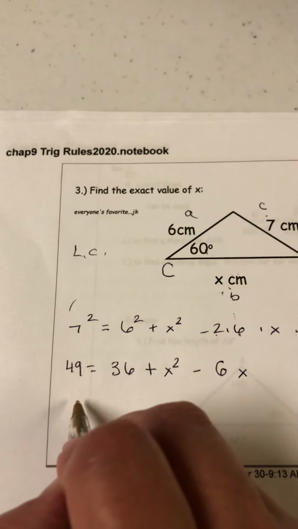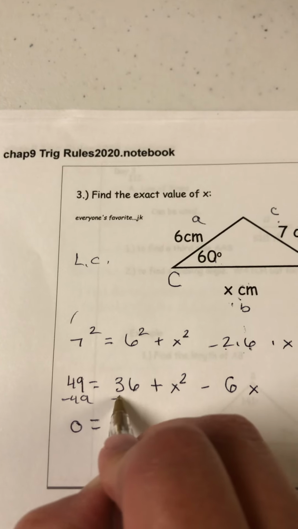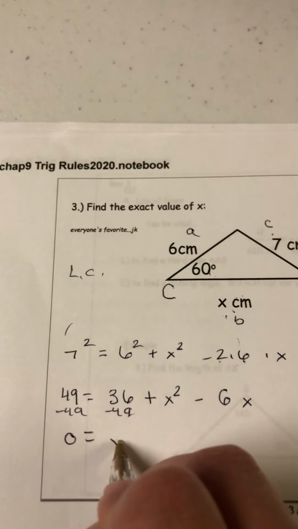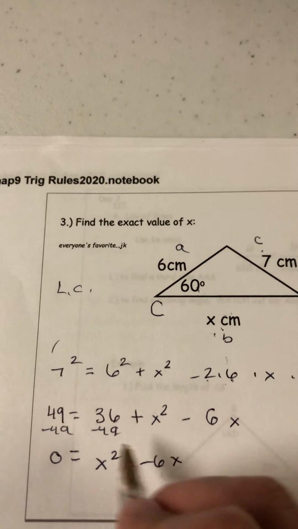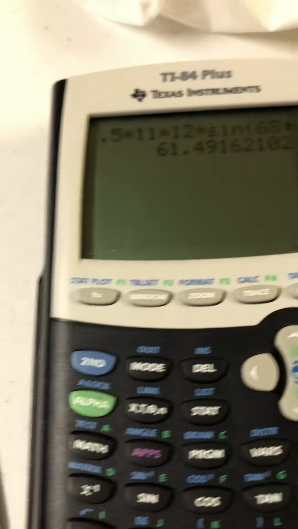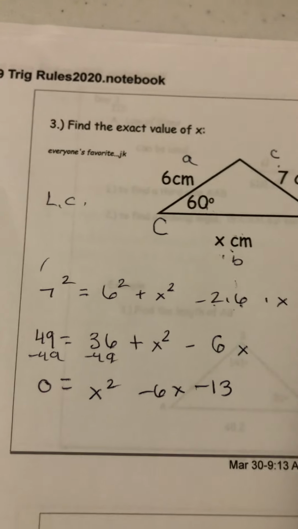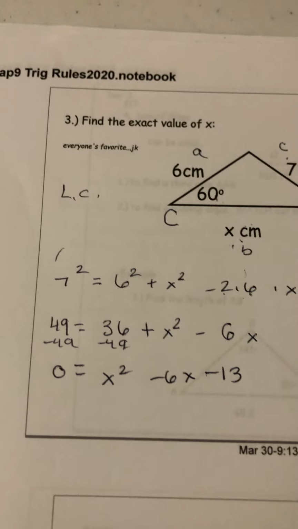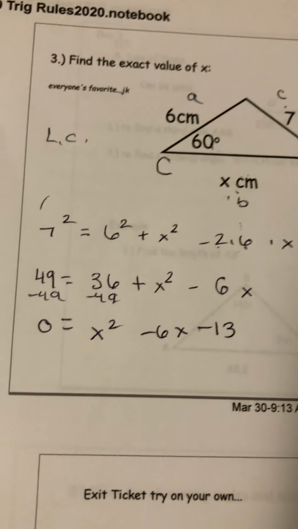If I clean this up, I'm going to subtract 49 from both sides, and this is what I end up getting: x squared minus 6x and 36 minus 49, which is negative 13. Interesting. How do we solve a quadratic equation? We factor it or use the quadratic formula, which we just practiced in the last chapter, right?